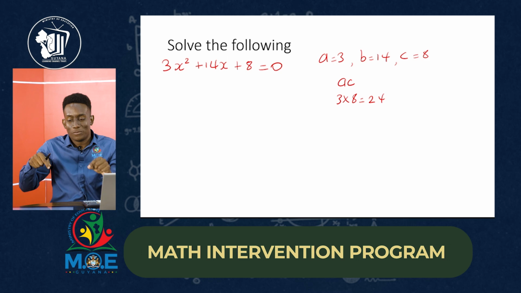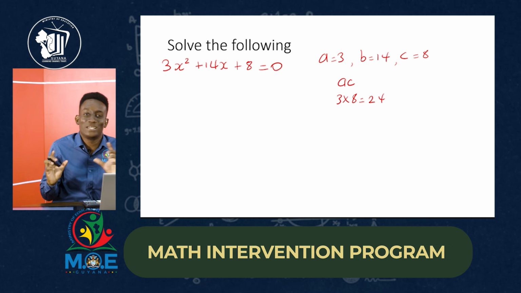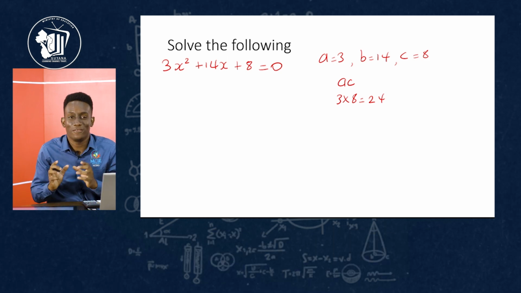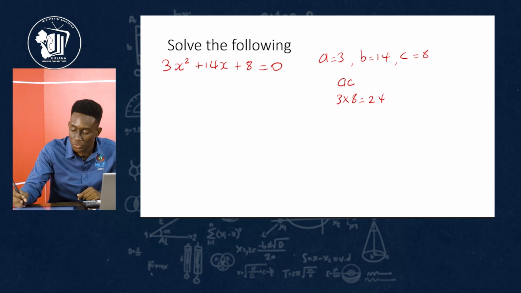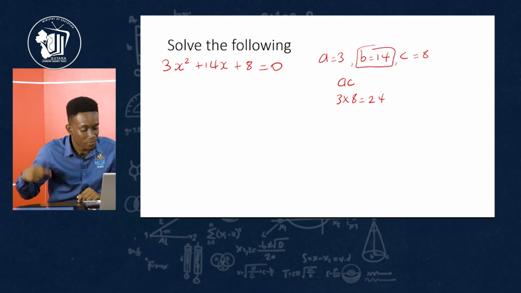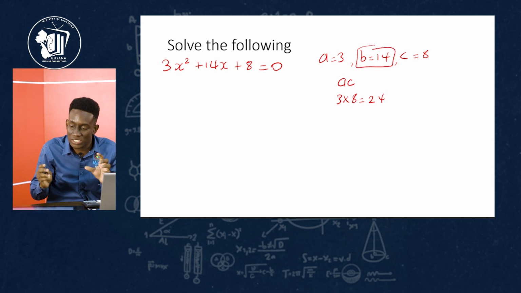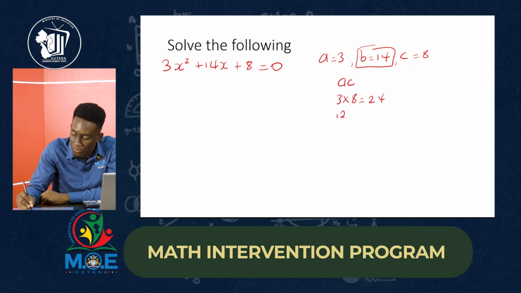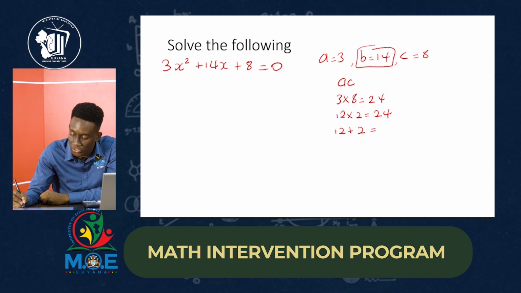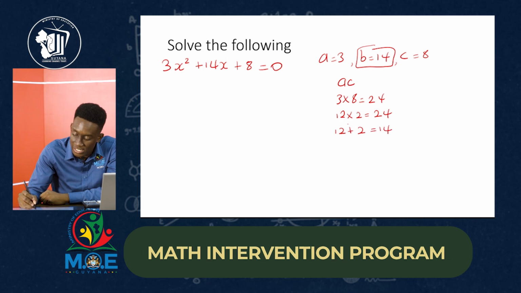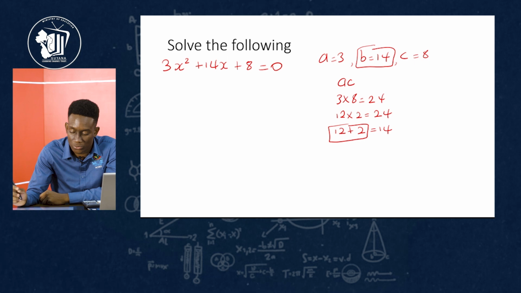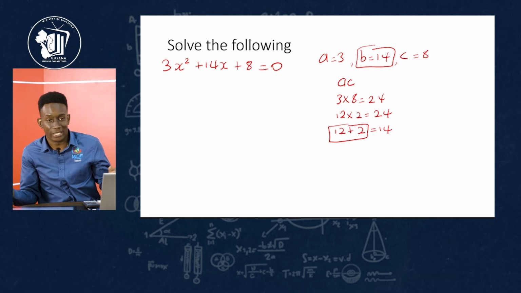And this is an important step: we want two numbers. When we multiply these two numbers, we should get 24, and when we add them, we should get the value of B, which is 14. So we think about some factors and we see we can have 12 multiplied by 2 giving us 24, and 12 plus 2 giving us 14. So these are the two important numbers that we will use to replace 14x.